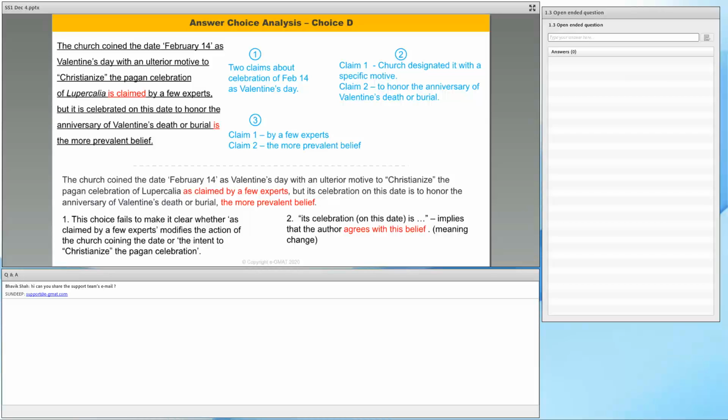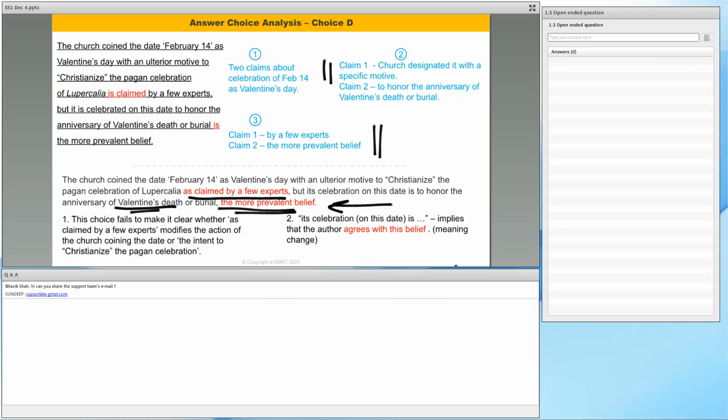Choice D is wrong. Why? Because it puts both the claims on the author as well. What it says is the author believes in both the claims. Claim 1, that the church designated this date with an ulterior motive as claimed by a few experts, means the author believes in it and a few experts also believe this. But its celebration on this day is to honor the anniversary of Valentine's death or burial, the most prevalent belief. What you're really saying is the author also believes in this second claim.